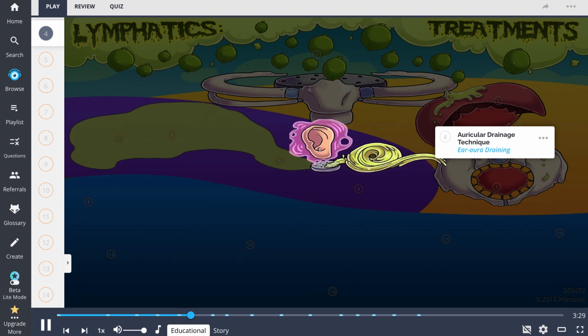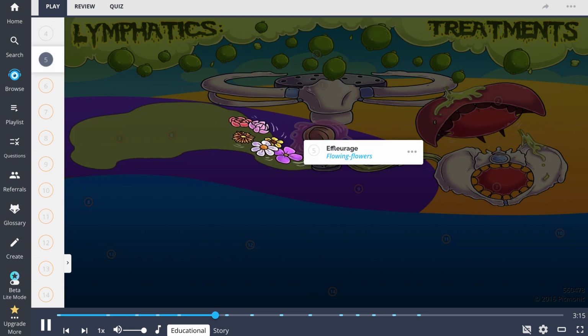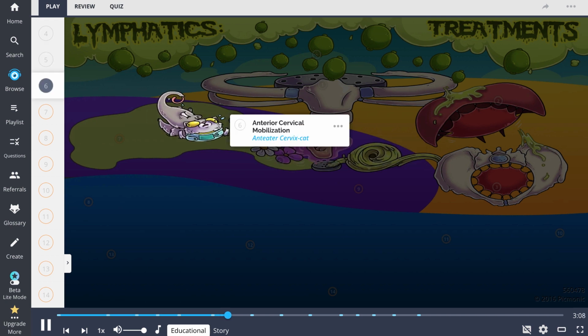Auricular drainage technique occurs when the clinician places the patient's ear between their fingers and applies circular motion. Here, we can see the ear aura drain as the lime juice swirls clockwise and counterclockwise. Effleurage is depicted as flowing flowers and is a sinus treatment where gentle pressure is applied to return lymphatic drainage to the body cavity. Anterior cervical mobilization can be seen as this character in the background, the anteater cervix cat. This technique is commonly used in upper respiratory tract infections and consists of mobilizing the anterior cervical cartilaginous rings.